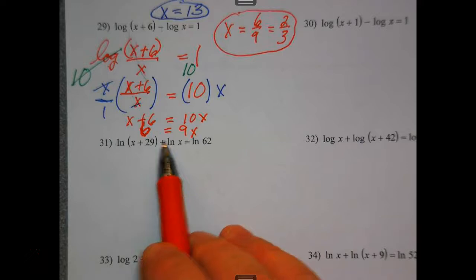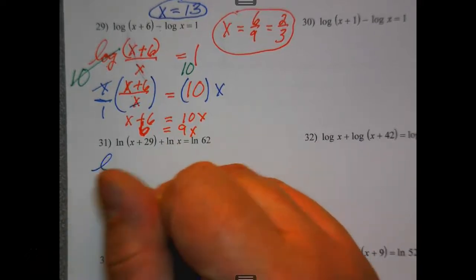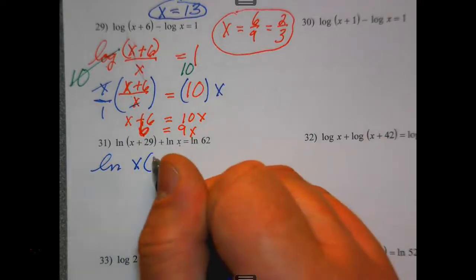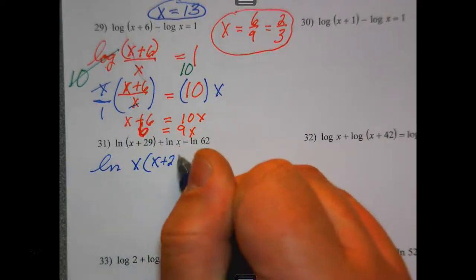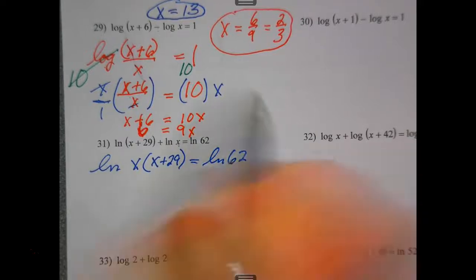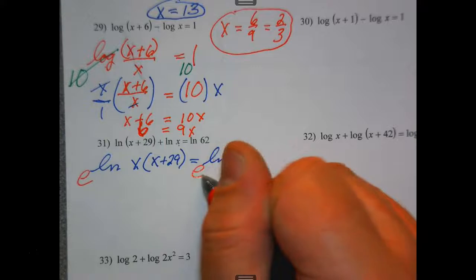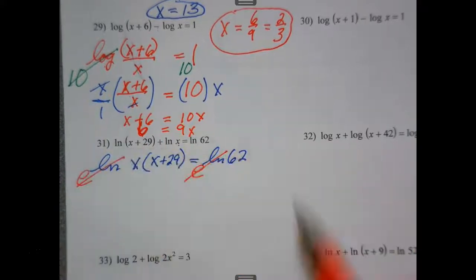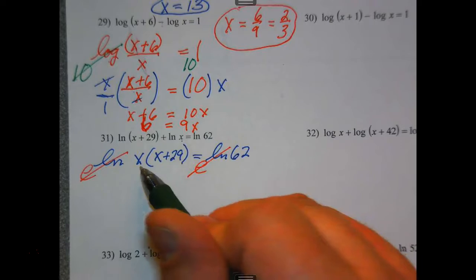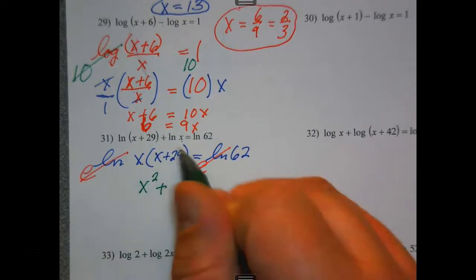Okay, 31. I have a plus sign. What am I going to do with these two numbers? Multiply them. I'm going to put the x in front of the parentheses. Okay, I'm going to get rid of the ln. Exponentiate it. X times x. X times 29.